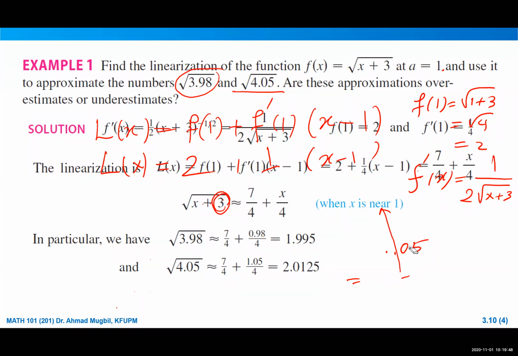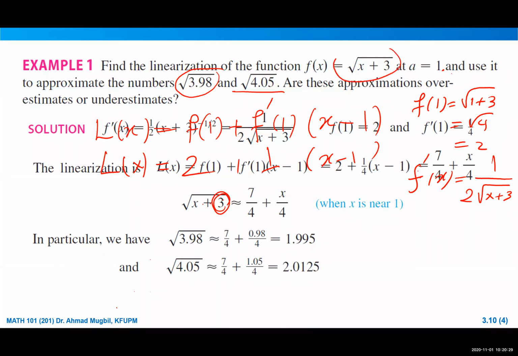Now, what do you think? Are these approximations good, accurate, or are they not the same? The question here is: are these approximations overestimates or underestimates? What does that mean? Overestimate means that they are larger than the exact value, or they are less than the exact value. I don't know the exact value, so how can I know? The idea is easy: sketch the graph of these functions. One way to do that is to sketch the graph of these two functions.